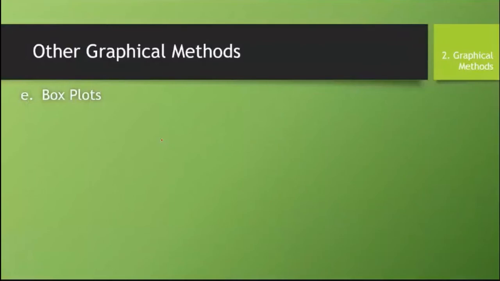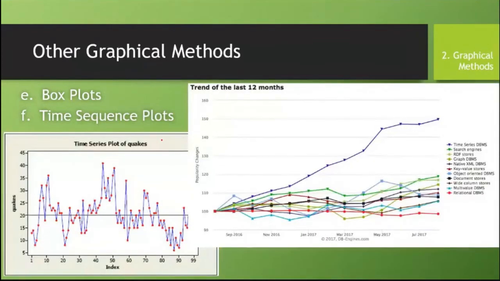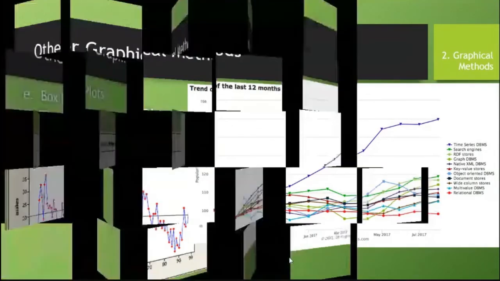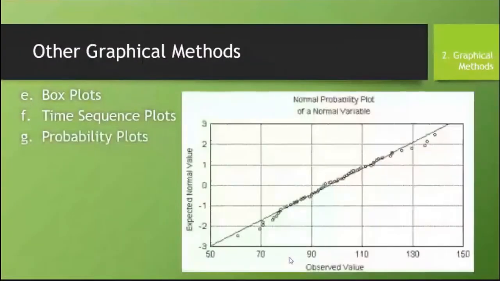We also have time sequence plots. This is data which is measured based on time, plotted against time. So these are the data with respect to time. You also have probability plots. Now you have the probability of a value, an expected normal value. Then you have your observed values.